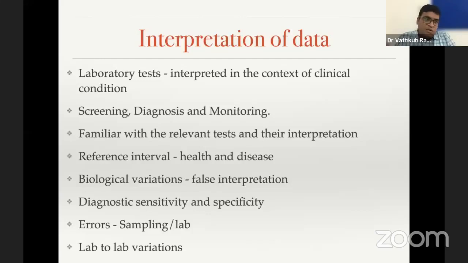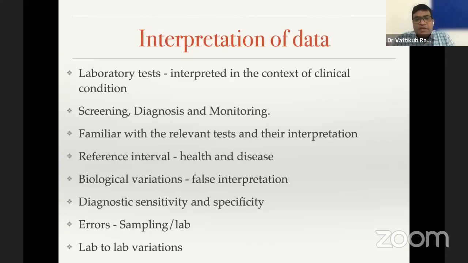And the tests we are going to do are not only going to help us in screening for detecting early changes, like diabetes presenting with diabetic nephropathy, but also in the diagnosis of the patient and in monitoring the clinical condition throughout his stay in the hospital. You also have to be very familiar with the relevant tests, the normal values, and how you interpret them.